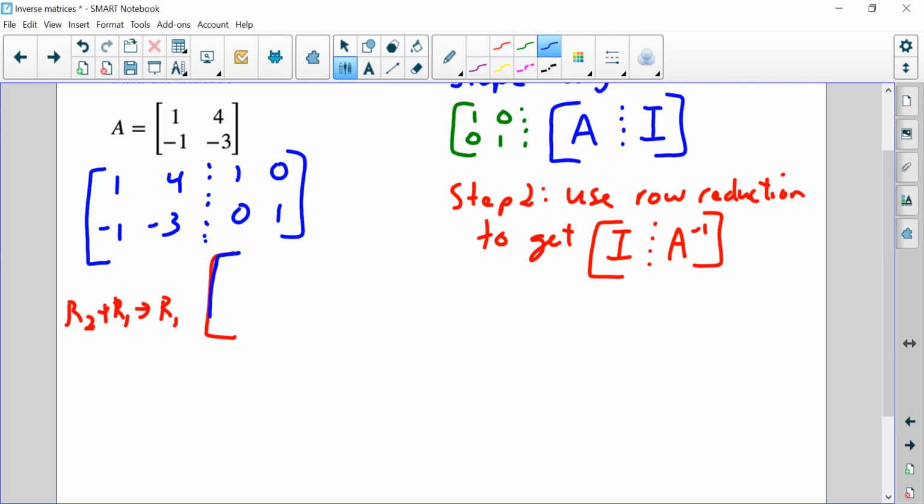Okay, so we have row 1, and we're going to make that row 2. Row 1 stays the same because it's already the 1, so that's 1, 4, 1, 0. Remember, I could draw it as a solid line or a dashed line. So let's try this. -1 plus 1, that's 0. -3 plus 4, that's 1. 0 plus 1 is 1. 1 plus 0 is 1. Oh, that was nice. I already have the 1 and the 0.